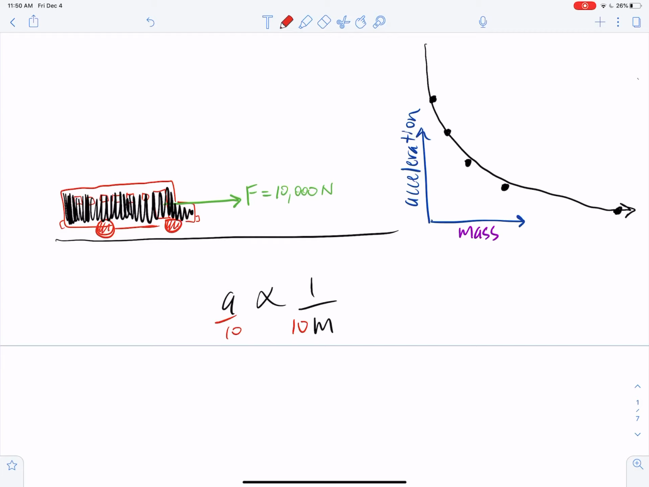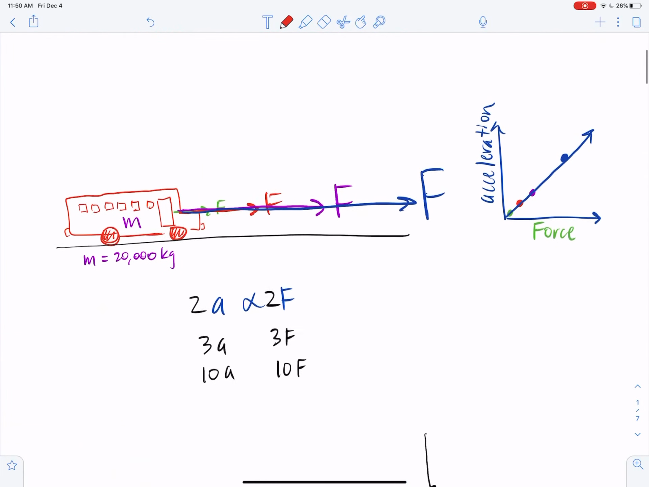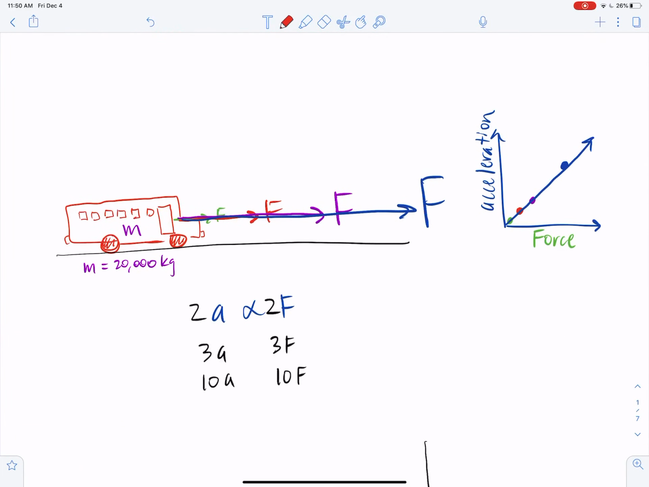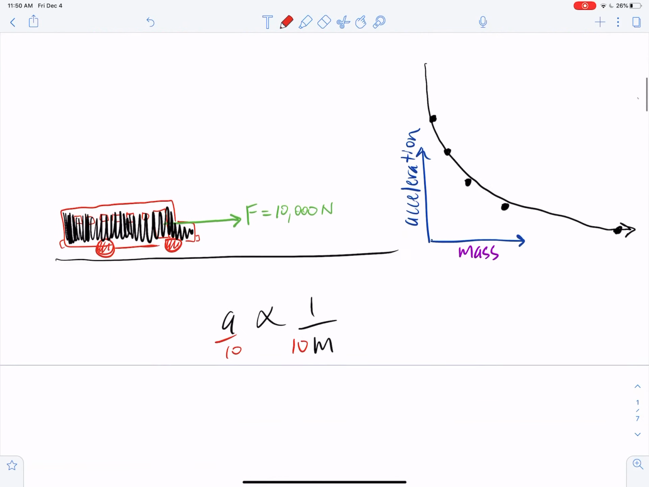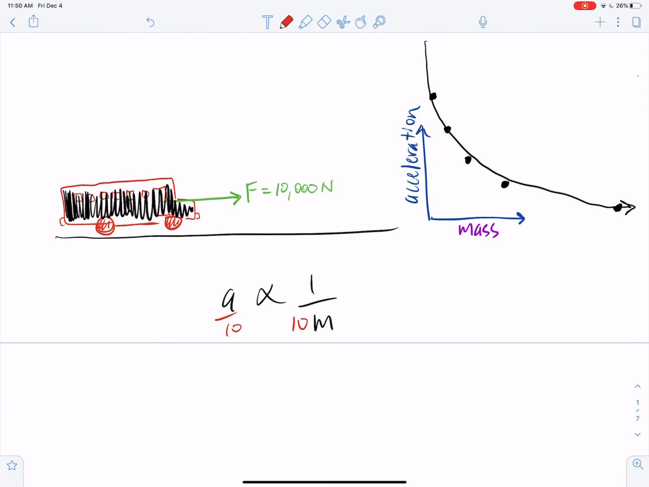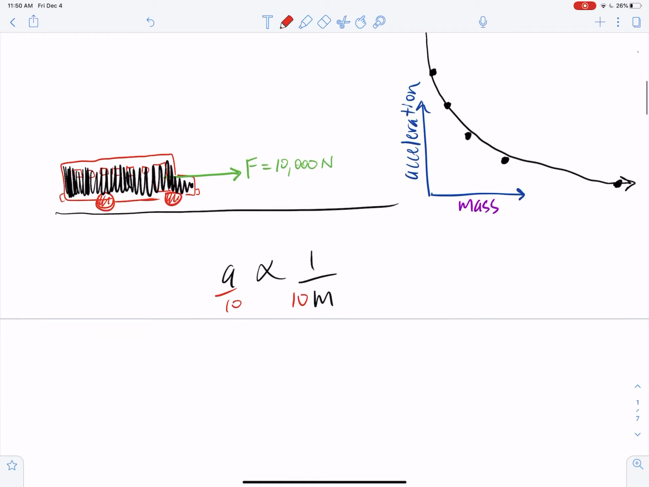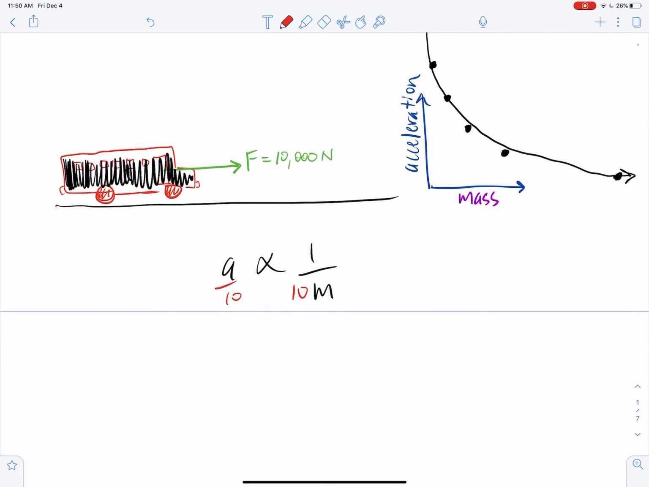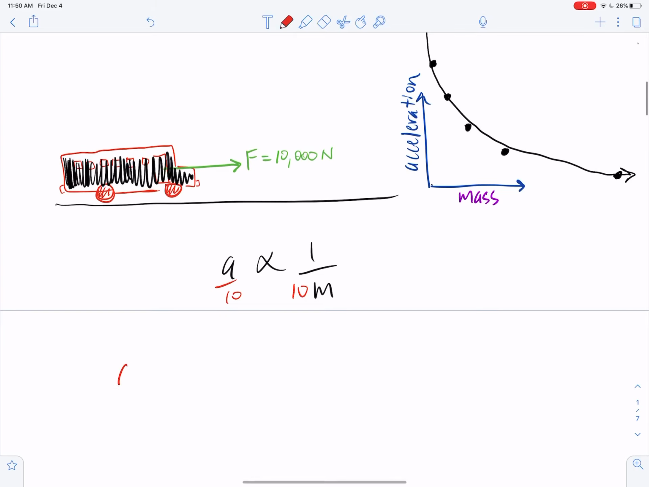So if I put these two relationships together, the bus in the first situation showed me that the force and the acceleration are directly proportional. Doubling the force yields twice the acceleration, but that the mass and the acceleration are inversely proportional, so that doubling the mass would give me half the acceleration. I can combine them into this. The acceleration is both directly proportional to the force and inversely proportional to the mass. And this is famously known as Newton's second law.